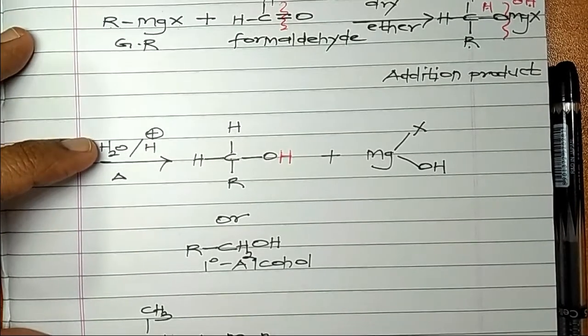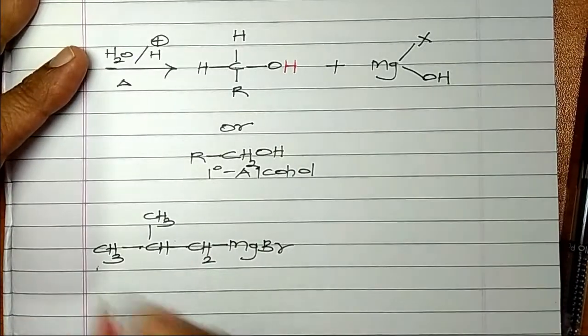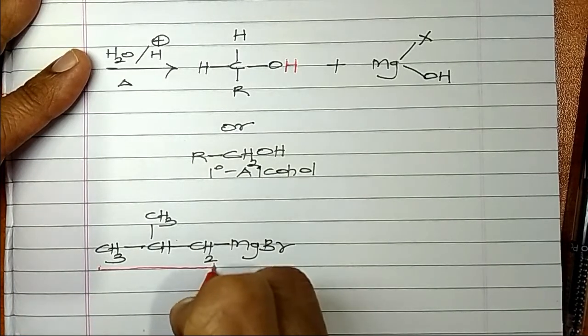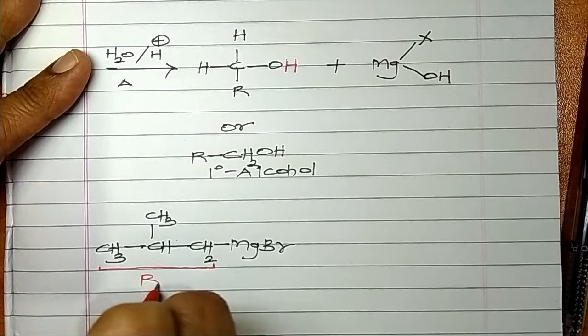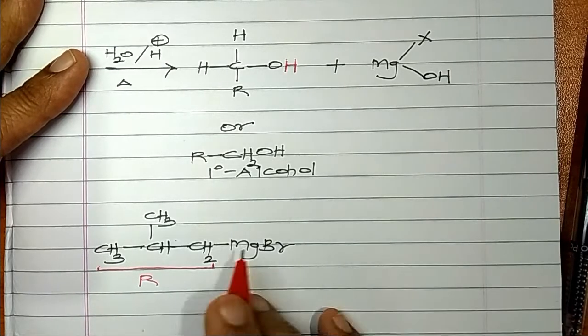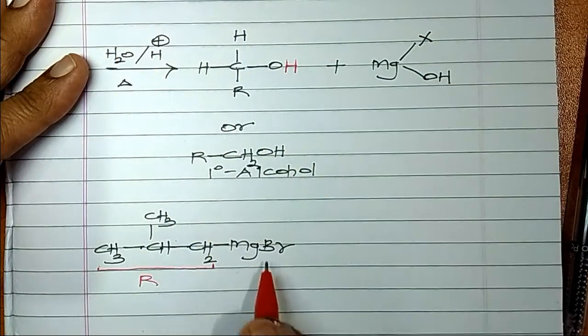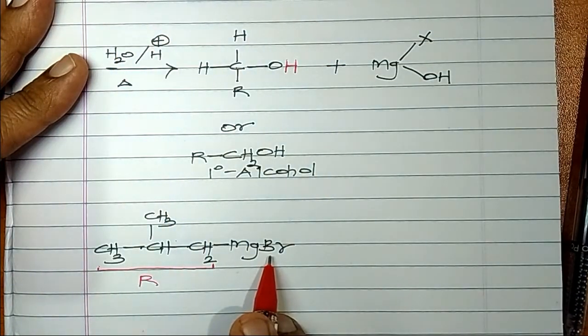See here, where is your R? Your R is here. This entire structure till here is R. Where is Mg? Mg is here. What is the halogen atom in the value? The halogen atom here is Br. X is equal to Br.